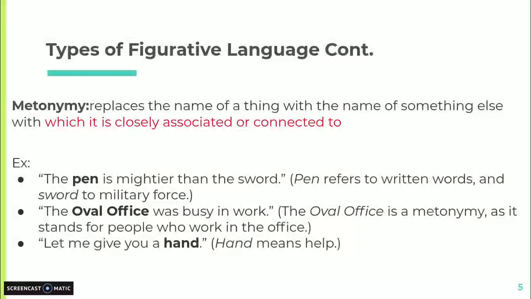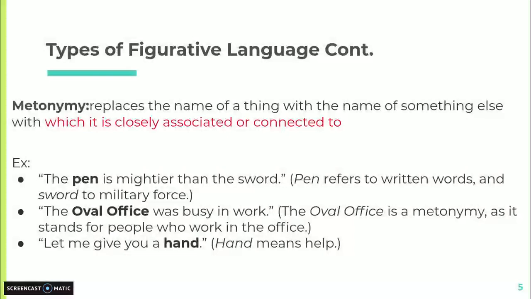So if we say something like, the pen is mightier than the sword, we don't literally mean that a pen is stronger than a sword. Okay, a pen refers to written words, okay? Pens are associated with writing, and swords are associated with military force and war. So we are saying diplomacy is more powerful than war, okay?